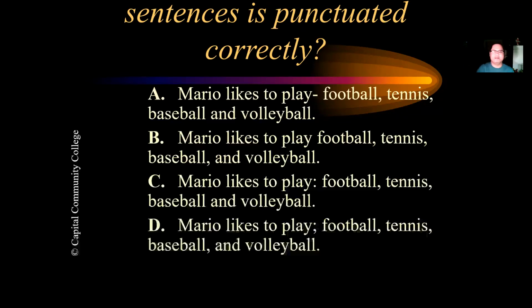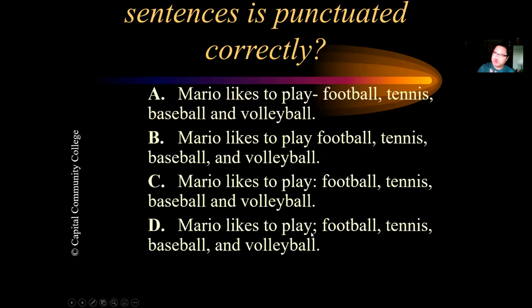Okay, let's analyze. Mario likes to play football, tennis, baseball, and volleyball. After the word play, you have dash. Dash, we did not talk about dash. So number 1, letter A is out. Okay, let's try letter C. Mario likes to play. Remember, if you have a verb, we don't use colon. The word play is a verb. So this is incorrect. Now, here it's semicolon.